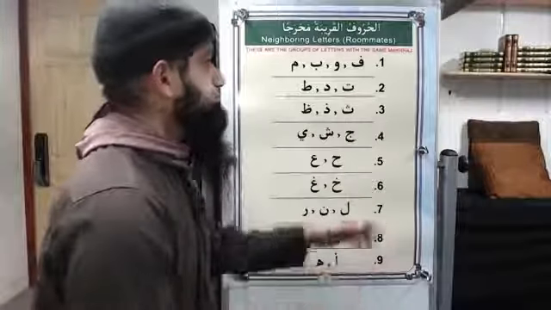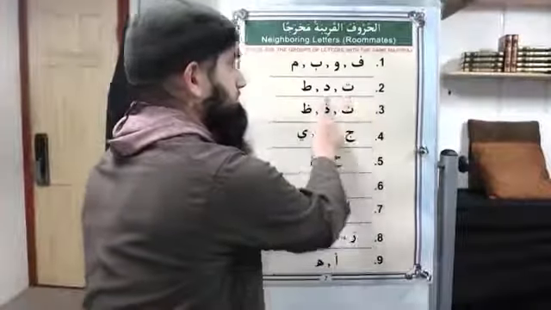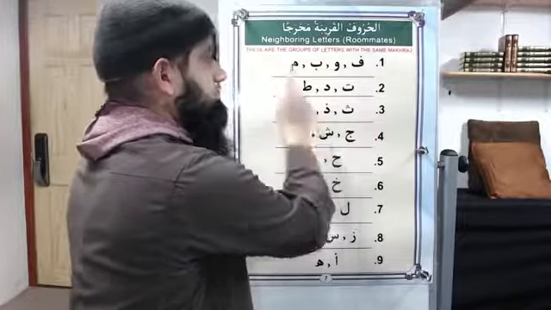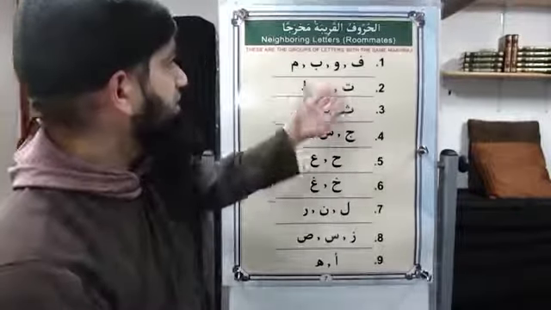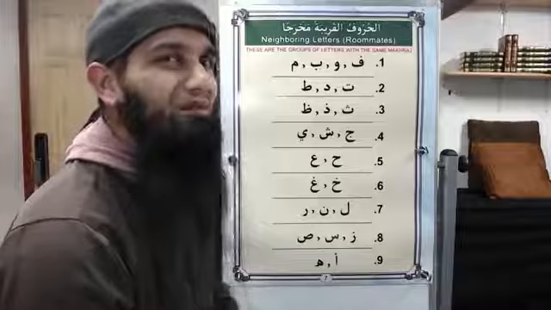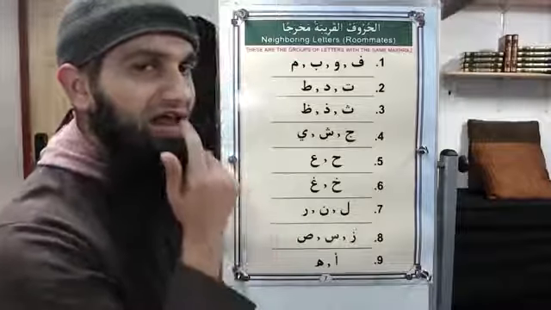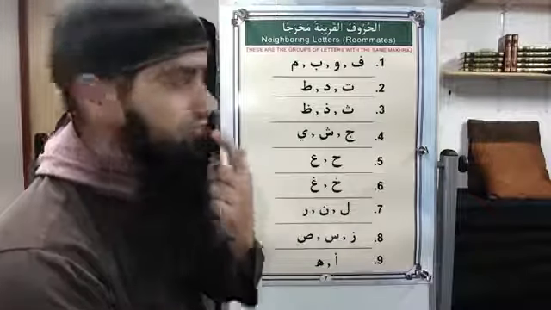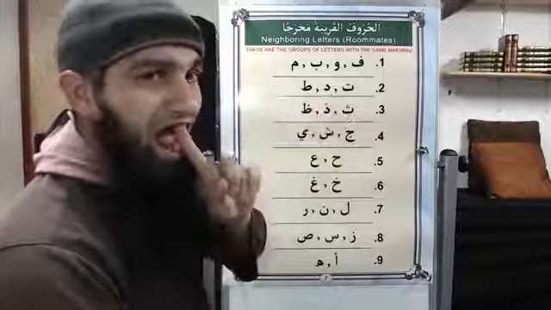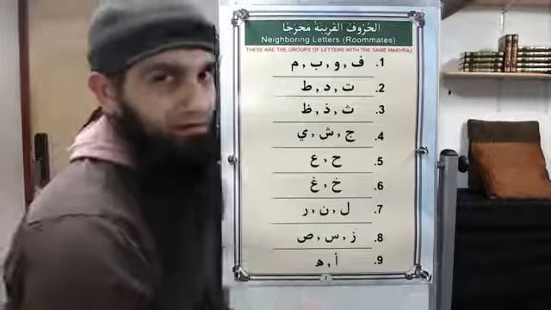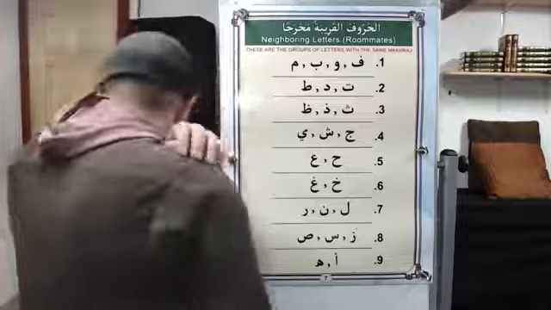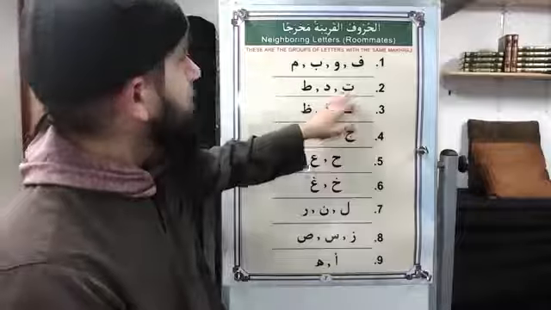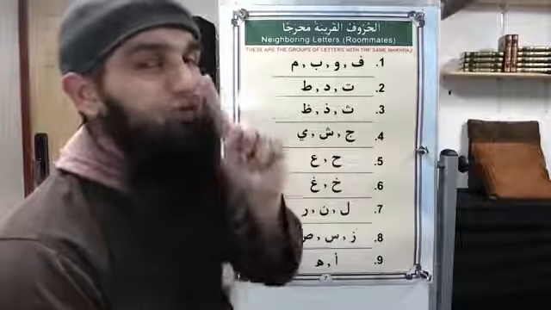Group number 2. Let's read it. Da, Dal, Ta. What's similar between these letters? They all come from the front flat part of the tongue, which is called taraful lisan, against the roots of the upper teeth. Alhamdulillah.